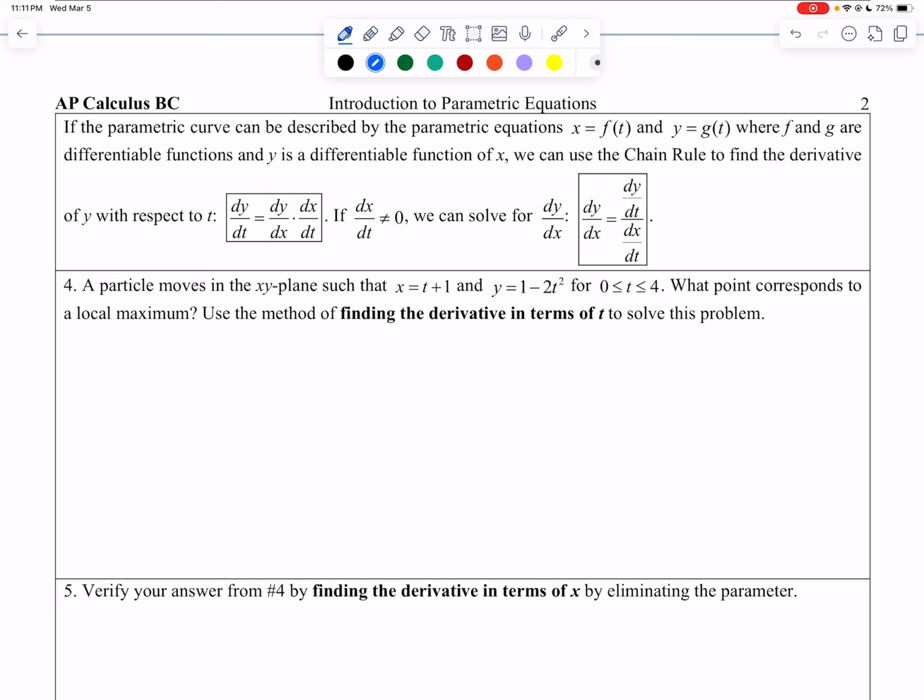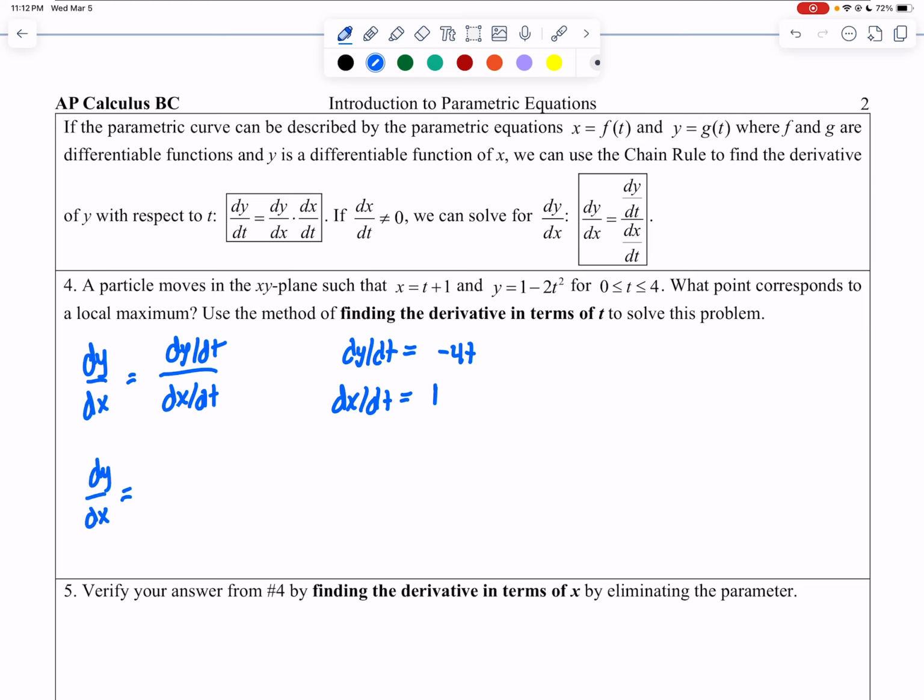So what I want to do here is find out what the derivative is in terms of t. So I have to use dy/dx is equal to dy/dt all over dx/dt. Well, we know that dy/dt is going to be negative 4t, and we know that dx/dt is just going to be 1. Which means that dy/dx, my derivative here, is going to be negative 4t.